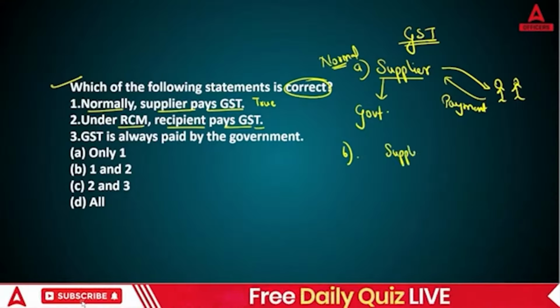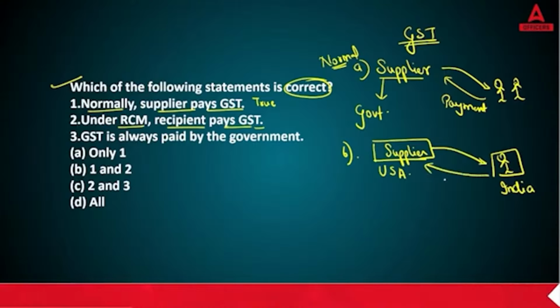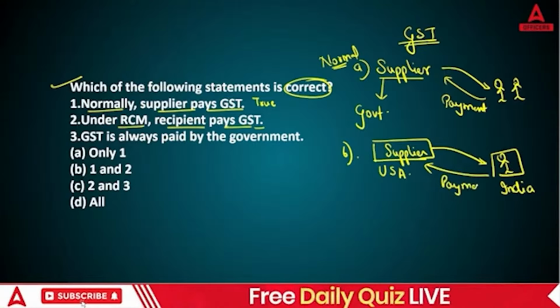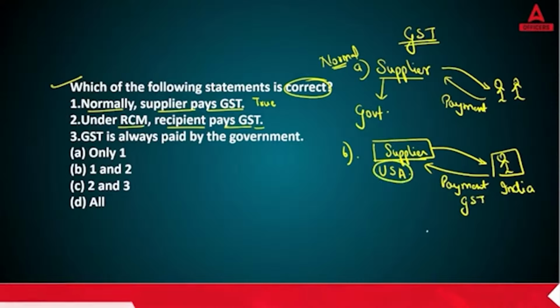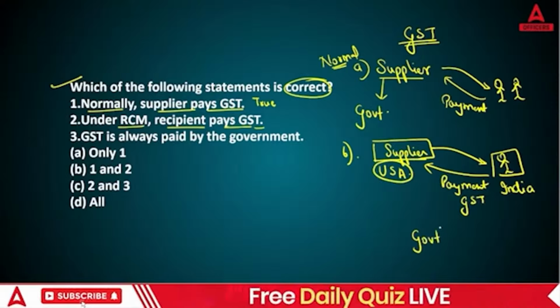Here you are standing. Let's say this supplier is from outside India. Let's say this supplier is from USA and you are importing goods from USA. Now you need to make the payment. As you are purchasing goods or services, you need to also include GST under this. But as this supplier is outside India, the government cannot collect any amount from a supplier who is residing outside India.